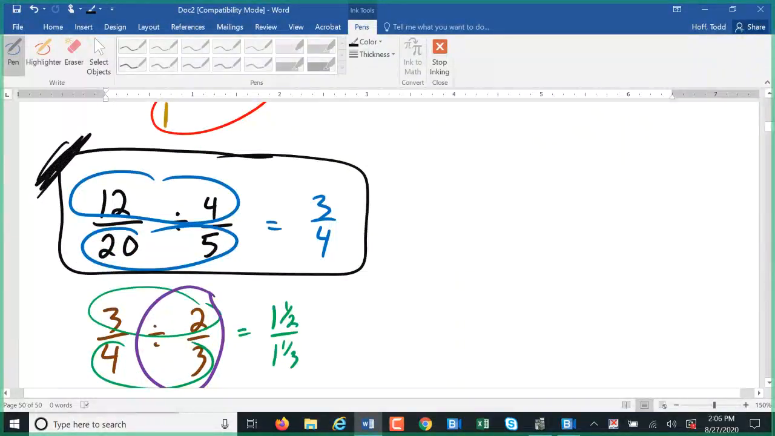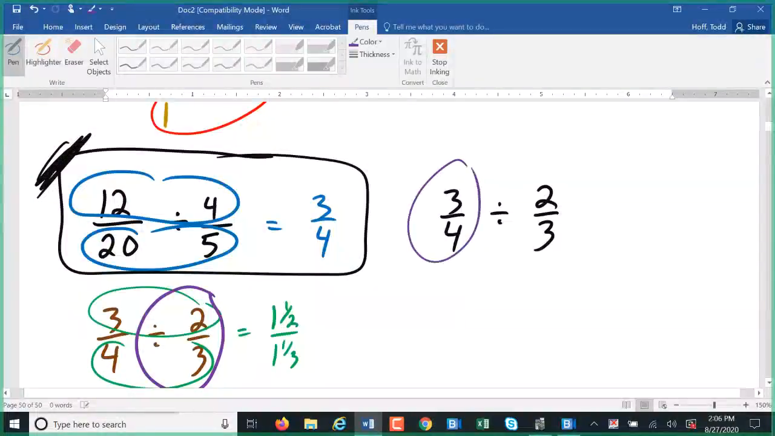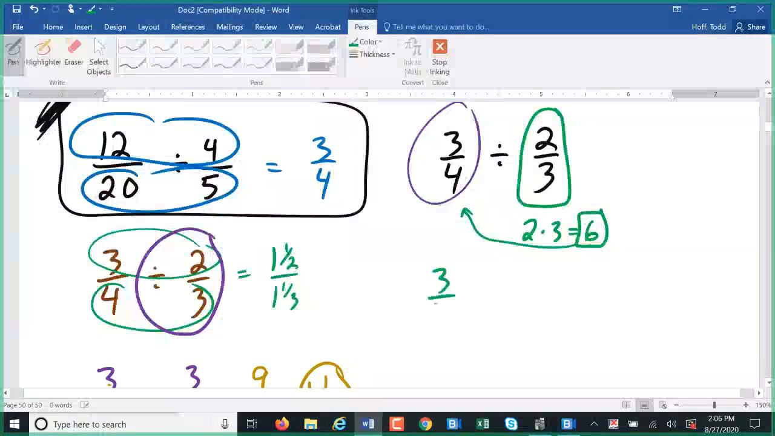Well, because in this problem, 3/4 divided by 2/3, it isn't going to divide out evenly, so we have to rename this first fraction to make it divide out evenly. And the way we determine how to rename it is we use that second fraction. This fraction is completely reduced. There's no way we can reduce 2/3 further. So I'm going to take the numerator of 2 times the denominator of 3 to get 6. I'm going to use that 6 to rename that first fraction. So I do 3/4 times 6/6.